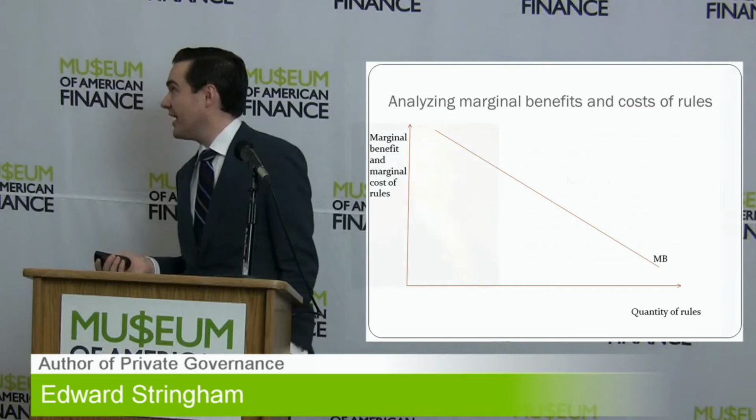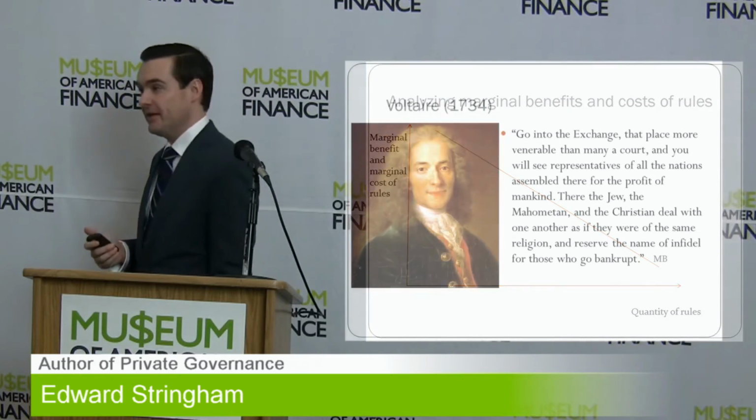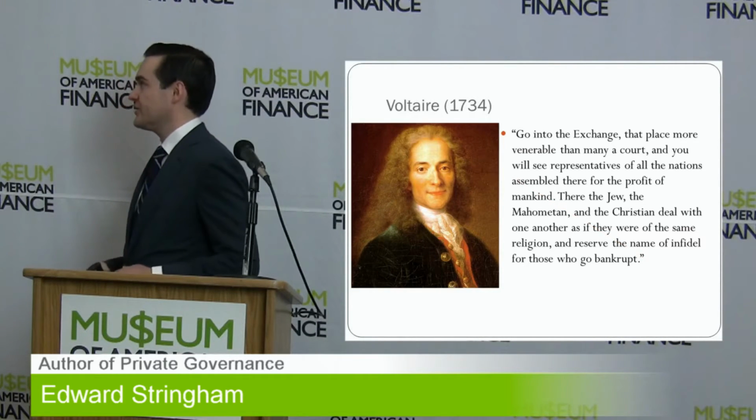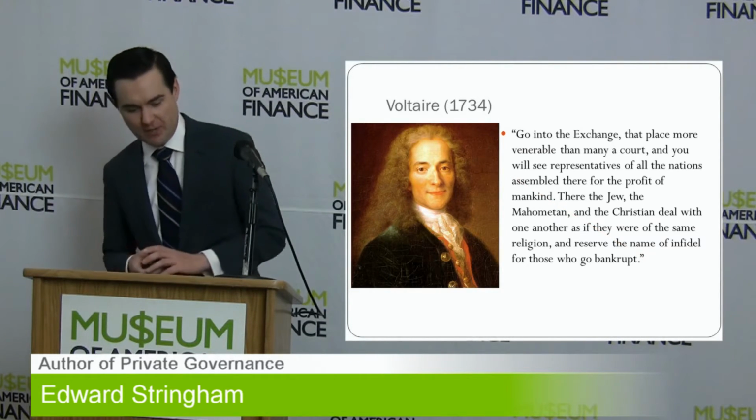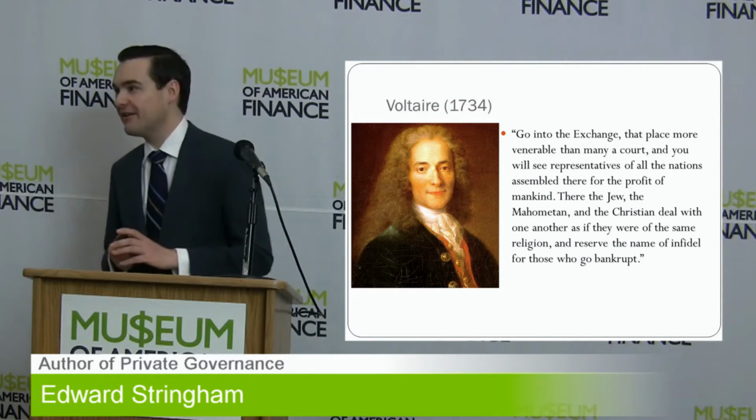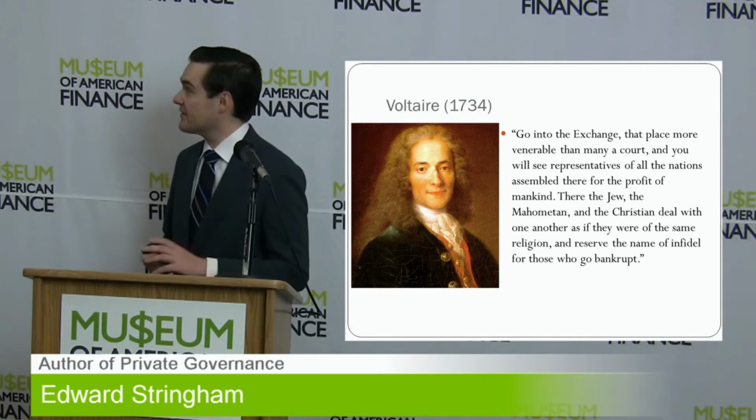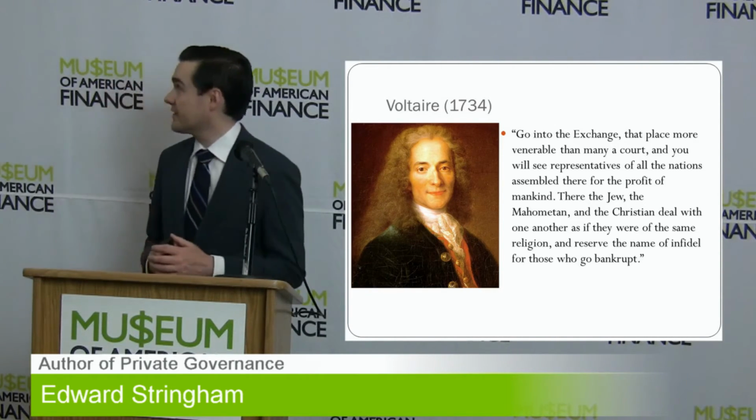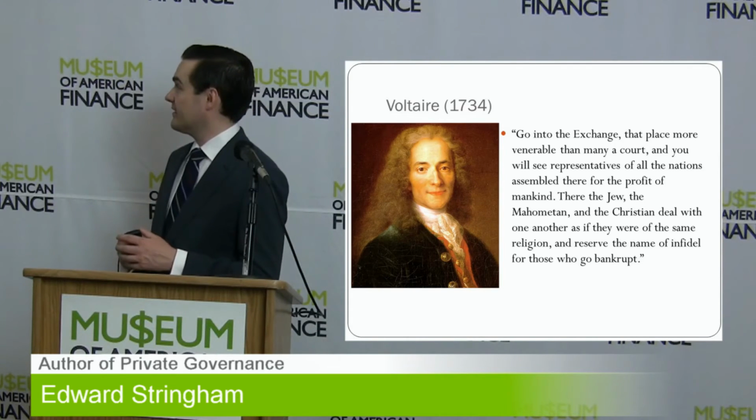So I will end with this quote from Voltaire. In addition to making commerce possible, in addition to making modern products possible, markets also have the ability to bring people together from different backgrounds, different perspectives. Voltaire was talking about the London Stock Exchange here, and I think it's a nice quote.